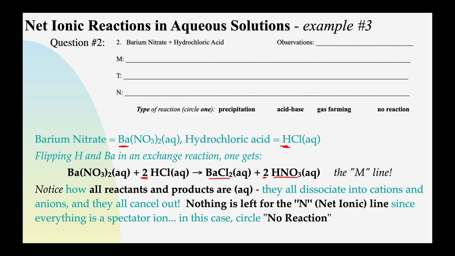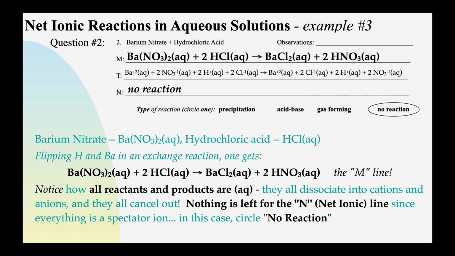So here's the kind of the punchline. If you write the molecular equation and you see that everything is AQ, then automatically everything's going to be a spectator ion, and that means there won't be anything left for the net ionic line. So at that point, write no reaction, or NR, if you want to be really lazy chemist like me, on the N line. And that just tells you that, first of all, nothing exciting is happening, but second of all, there's no driving force for these reactions to occur.